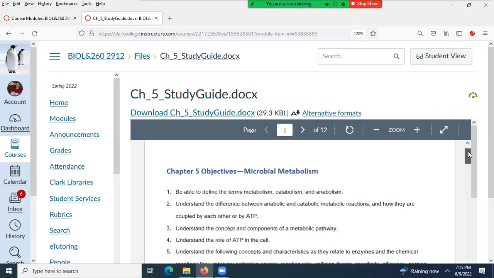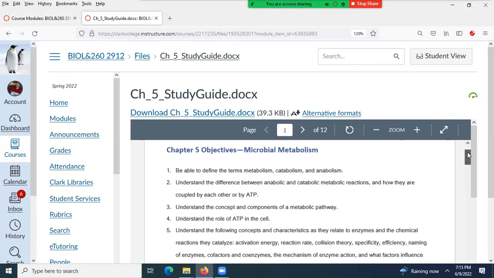Chapter 5, microbial metabolism. Be able to define the terms metabolism, catabolism, and anabolism. Understand the difference between anabolic and catabolic metabolic reactions and how they're coupled to each other by the pathway going both ways or by ATP.